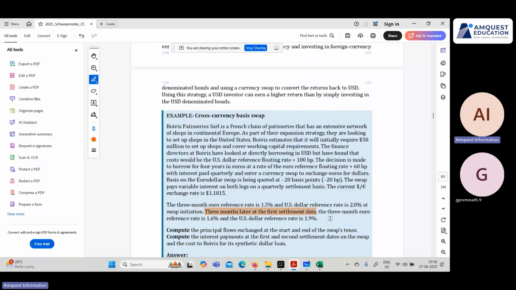Bovis is a French patisserie owner that has an extensive network of shops in continental Europe. As a part of expansion, they are looking to set up shops in the United States. Bovis estimated it will initially require $50 million to set up shops and cover working capital requirements. The finance directors of Bovis have looked at directly borrowing USD, but have found that the cost would be the US dollar reference rate plus 100 bips.